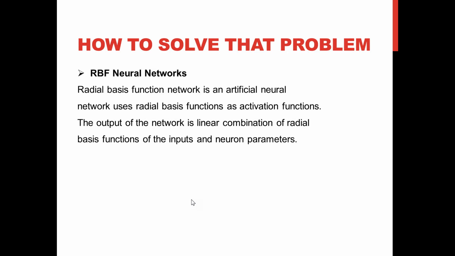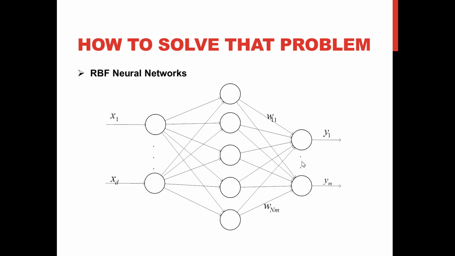Well, let me show what the RBF neural network is. Here is the official definition of RBF neural networks: a radial basis function network is an artificial neural network that uses radial basis functions as activation functions, and the output of this network is a linear combination of radial basis functions of the input and the neuron parameters. This definition is very long and really hard to understand, and this picture is very simple to understand.